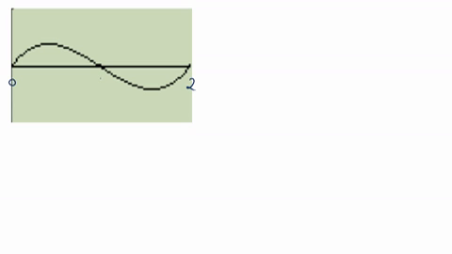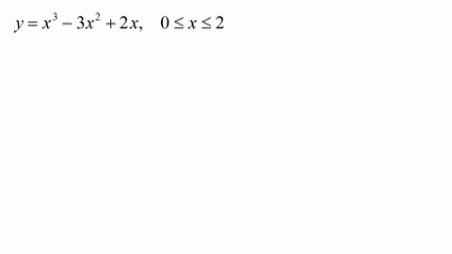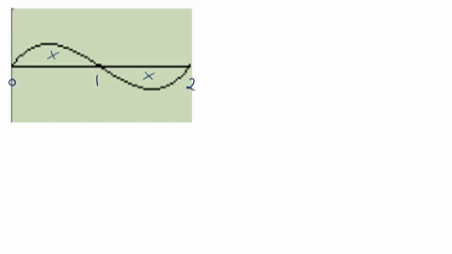So what we must do is find the area from 0 to 1. We'll find this area, and then we'll find the area from 1 to 2, which is this area, and we will add those two areas together to find the total area. So here's our equation again, y equals x cubed minus 3x squared plus 2x from 0 to 2. Notice that we will first integrate from 0 to 1, and then we will integrate from 1 to 2.